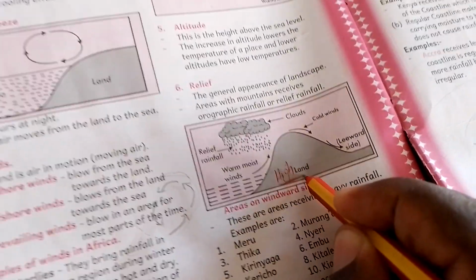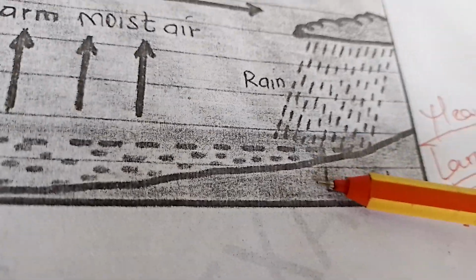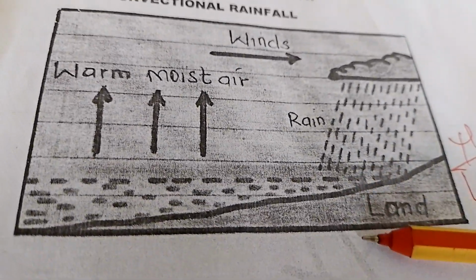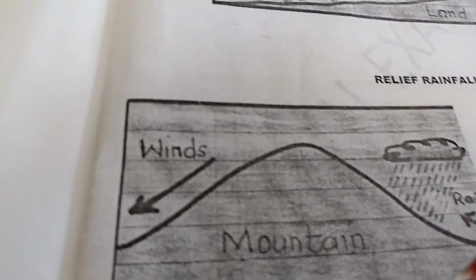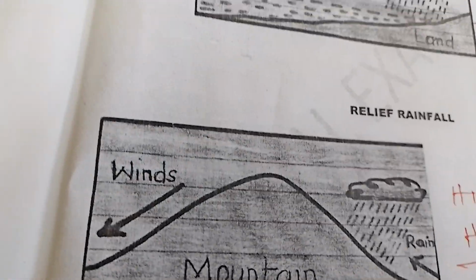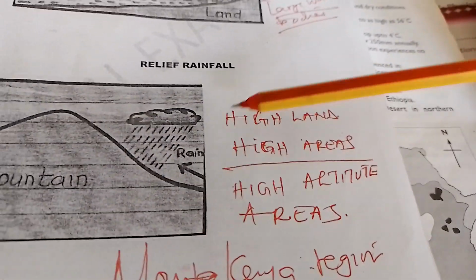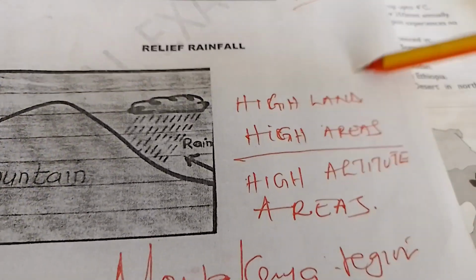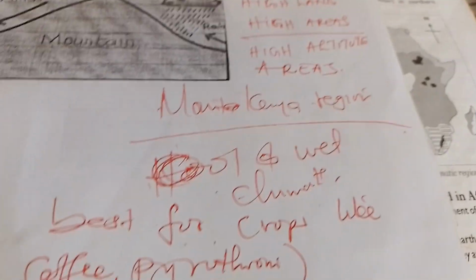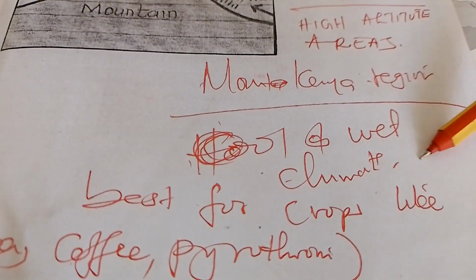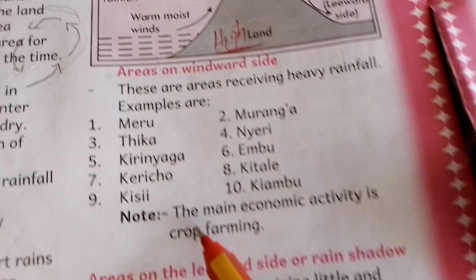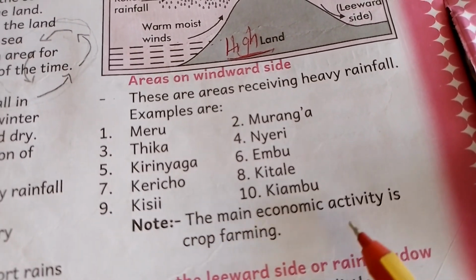So if they write land, regardless of how they have drawn, these are places near large water bodies. Or if they write mountain, these are places of high altitude. And we say this is a highland, high altitude areas. Then we have the Mount Kenya region in Kenya, and some parts of Ethiopia, the highlands. The climate on the highlands is cool and wet, and this climate is best for crop growing. We have said here that the main economic activity carried out in this highland region is crop farming.